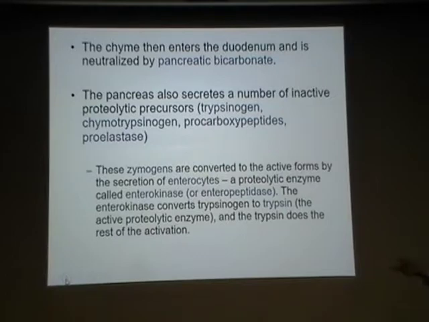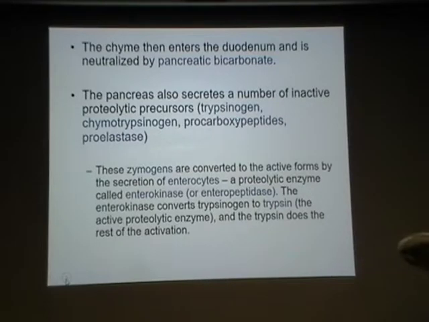However, the pancreas is also secreting a number of other potential proteolytic enzymes. And they're zymogens, dangerous to make these things. Zymogens include trypsinogen, chymotrypsinogen, procarboxypeptidase A and procarboxypeptidase B, and proelastase. Elastase, converted from proelastase, is going to help to break down the extracellular matrix.